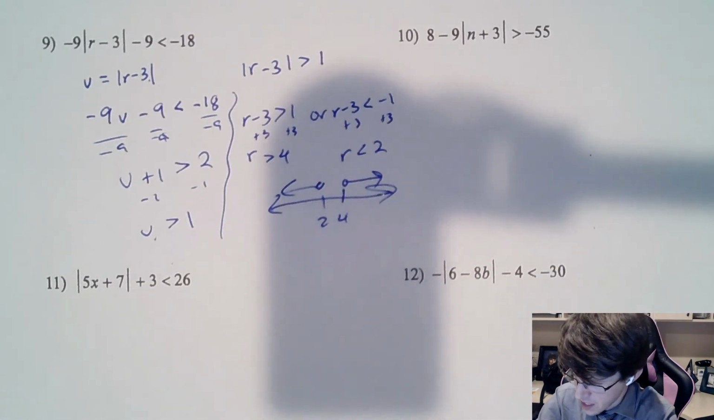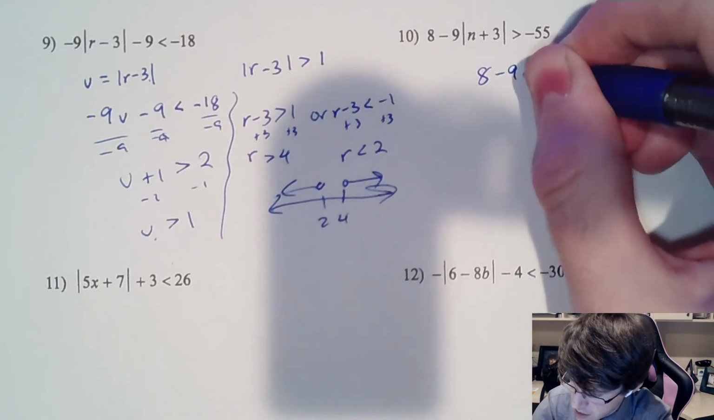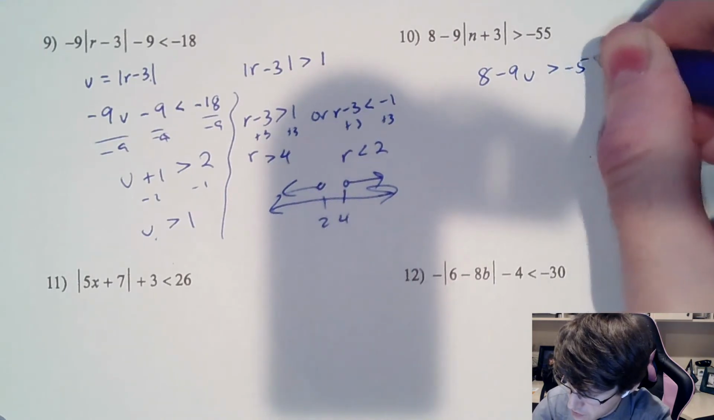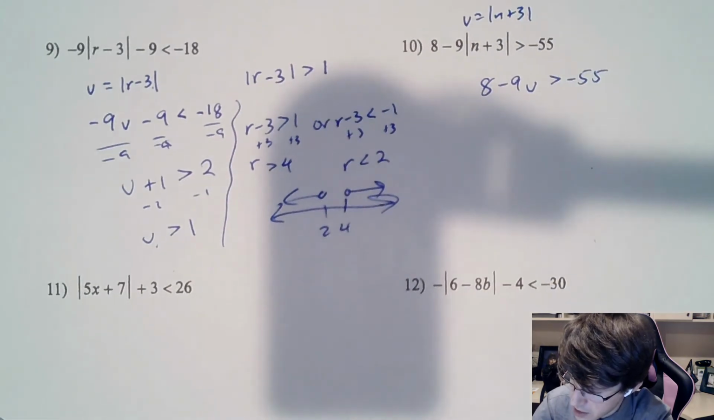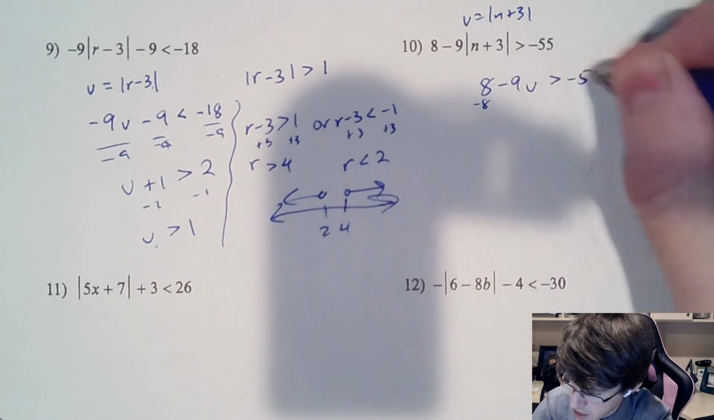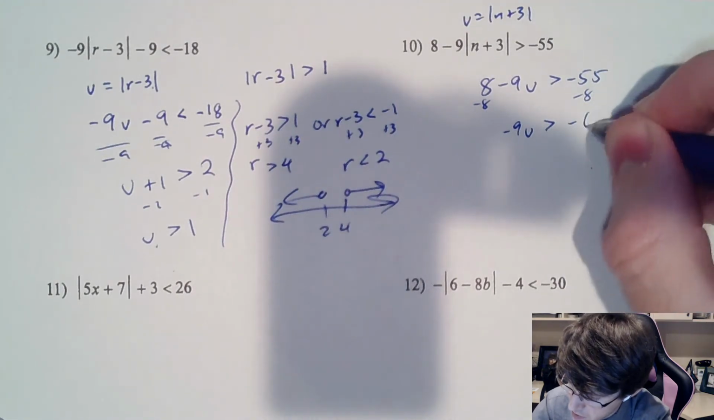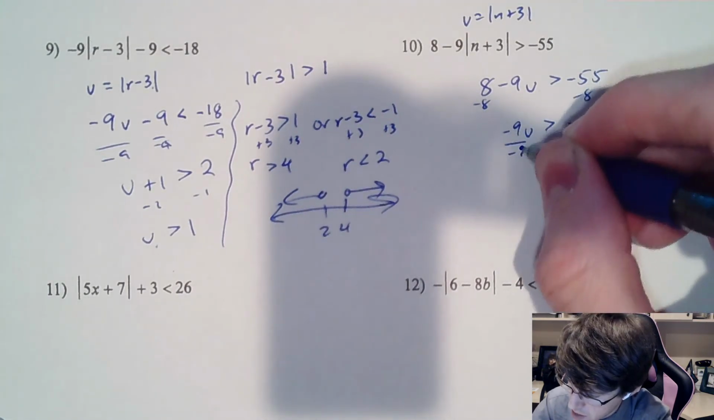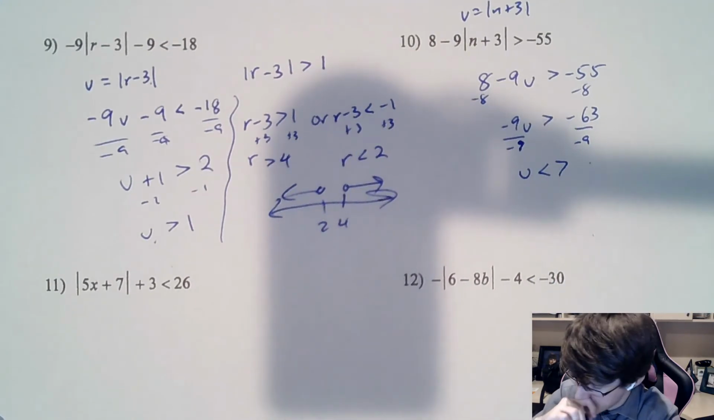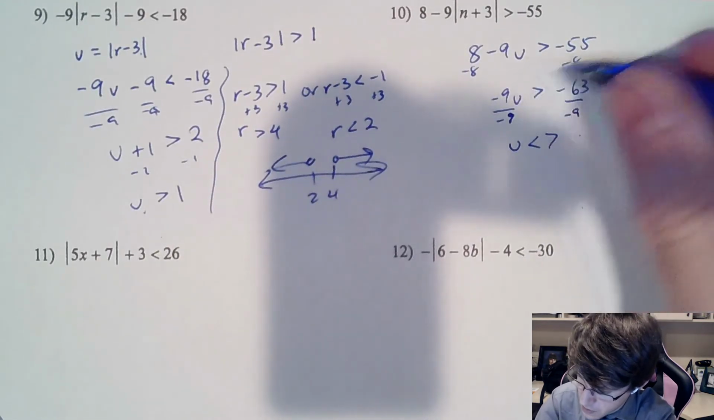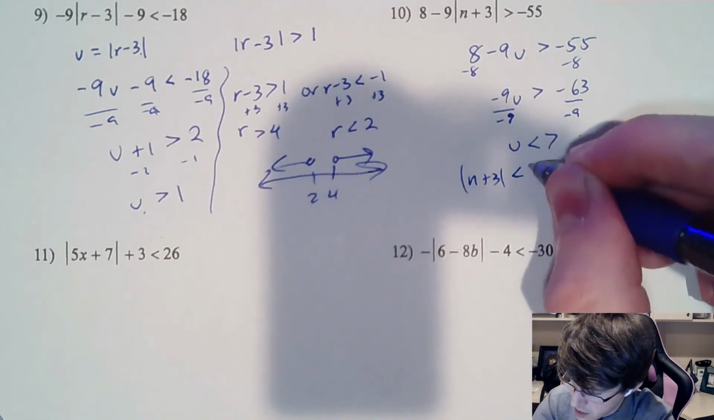Cool. All right. Number 10, same idea with this letter u. We're going to have 8 minus 9u greater than -55. Yet again, you got to write that u is equal to absolute n plus 3. Good idea to write it. We'll start off by subtracting 8 on both sides of the equation. We're going to get -9u is greater than -63. Divide both sides by -9. And we're going to get u is less than 7. And replace, because u is this n plus 3, so n plus 3 absolute valued less than 7.